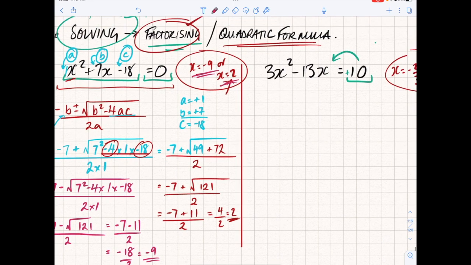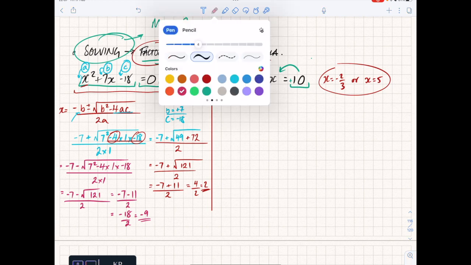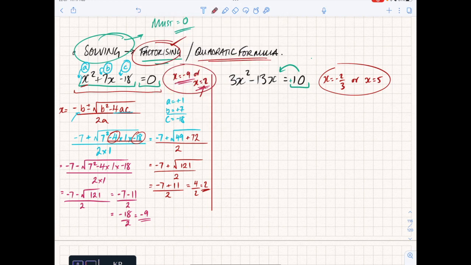Okay, now let's see what that looks like in this example, because there's something slightly different about this one, and we'll talk about that now. So the first thing we would have done is rearrange it. So 3x squared minus 13x minus 10 equals 0. Then we label it again. So we're doing our a value, which now is 3, our b value, which is minus 13, and our c value, which is minus 10. So a is equal to plus 3, b is equal to minus 13, and c is equal to minus 10.